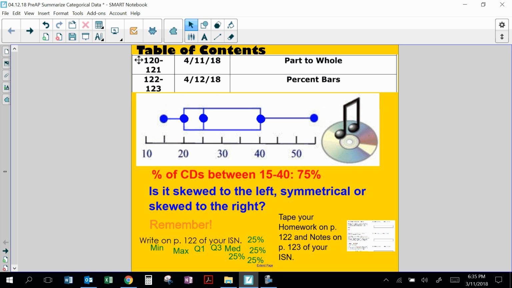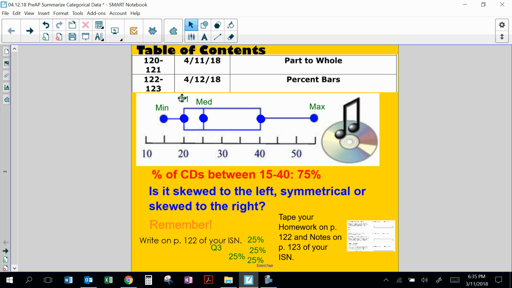This video is about percent bars using categorical data. So before we even do anything, let's look at our number routine. This is a box plot. Let's label the important stuff. Minimum, 15. Maximum, 55. Median, 25.